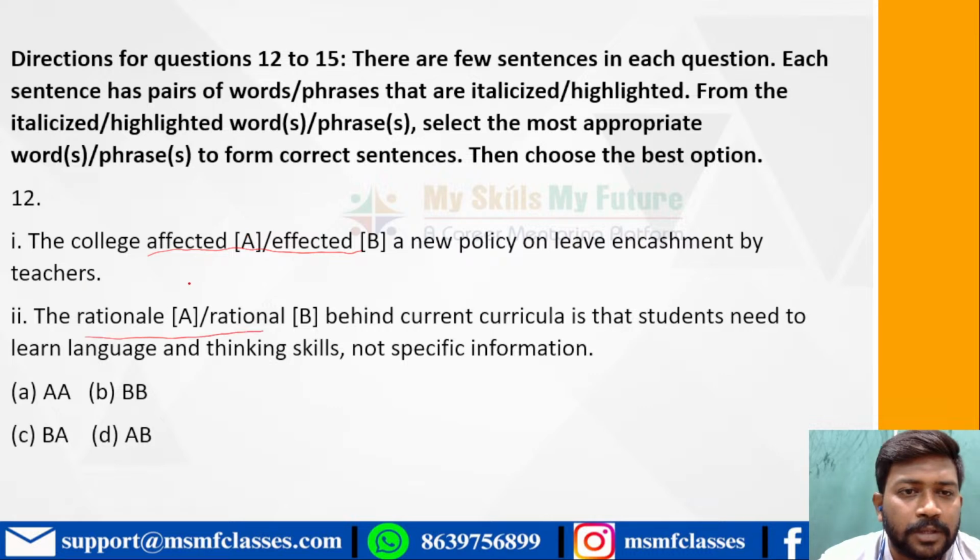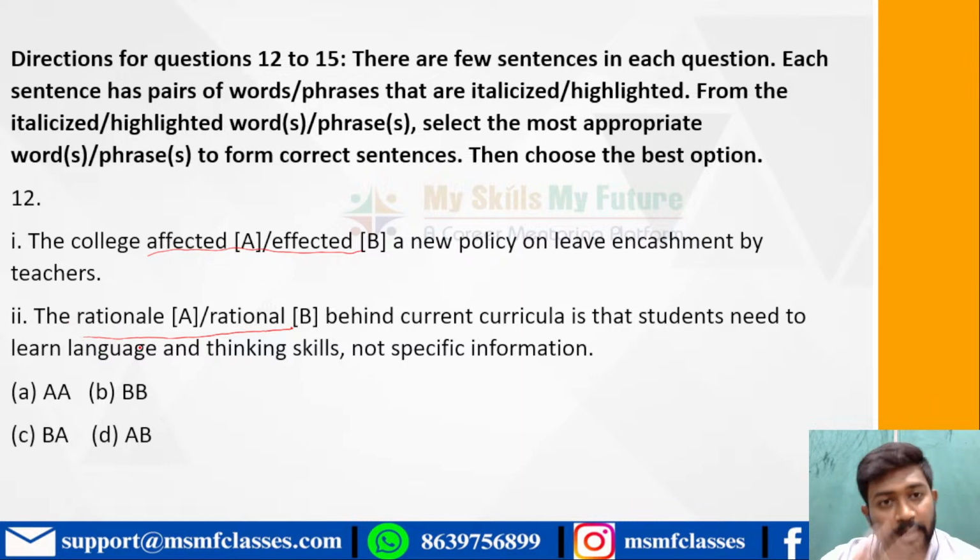Rational and rational. Okay, we have similar words. Which word gives the proper meaning to the sentence, that we need to find. 11th one C, congratulations. 10th is also C, congratulations. Okay. 12th question. Which of the words gives the correct meaning to the sentence? Finally, you should find the combination from the options they have given here, either AA or BB or BA or AB.